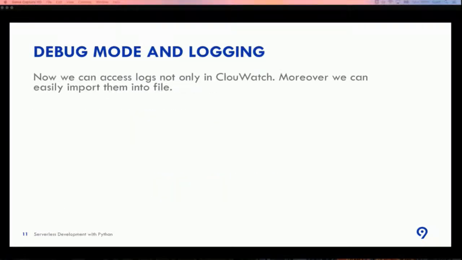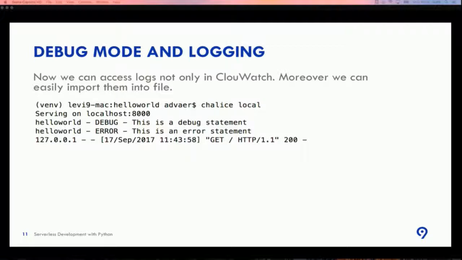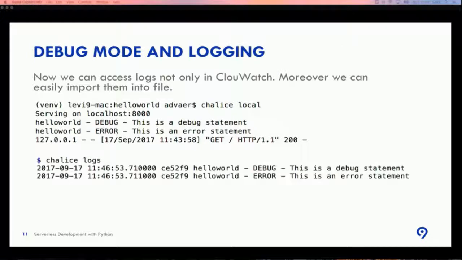So not only CloudWatch is needed now; moreover, we can easily import the logs into a separate file. In this example we can get logs while running the application in the console. In this example we can retrieve logs by the command chalice logs, and with this command we can import them into a separate file and then work with this file, at least look at the tail of this file, not all of it.